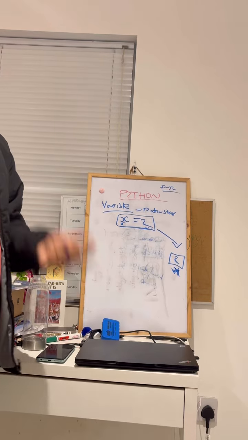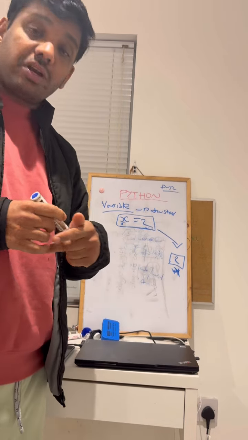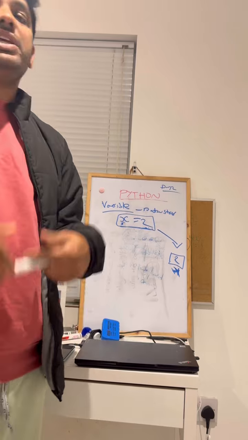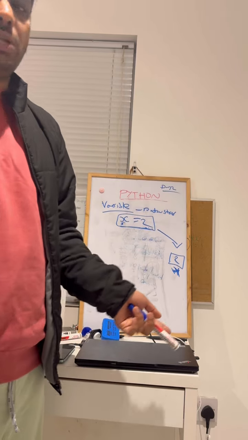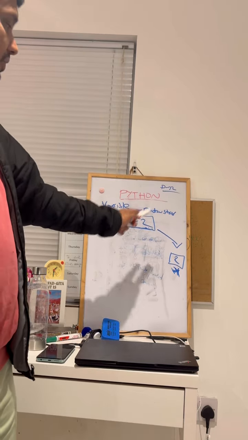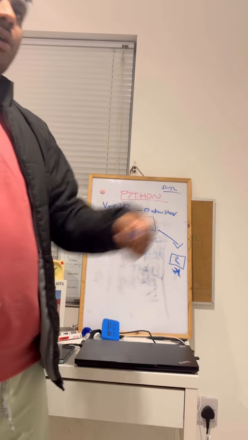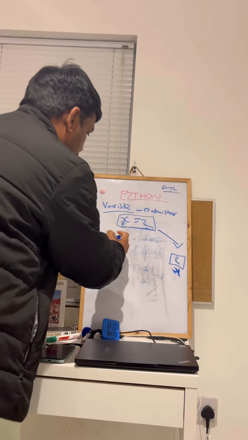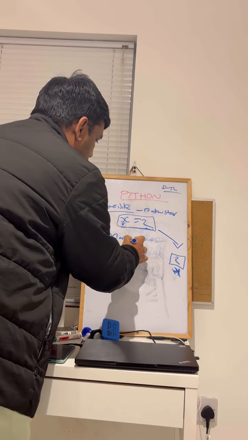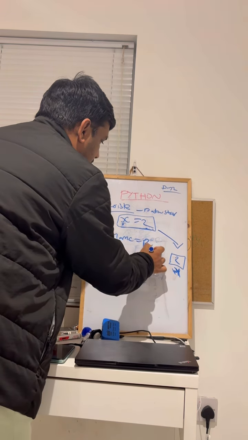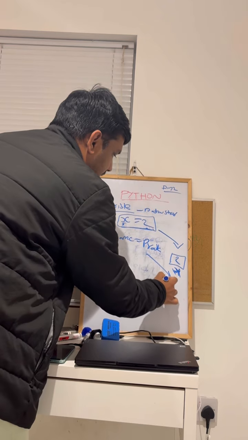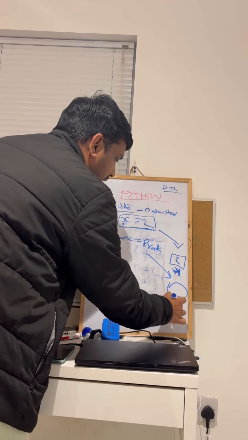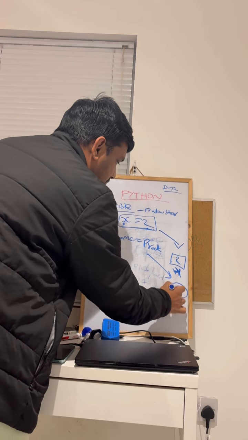So variable creation in Python is very easy. We don't need any keyword. Simply x equal to 2 means create a variable with the name x and give it the value. For example, I want to create a variable with the name and give it the value Prakash. Just name equal to Prakash. So what happened? It creates a box named name, and in that name box goes Prakash.